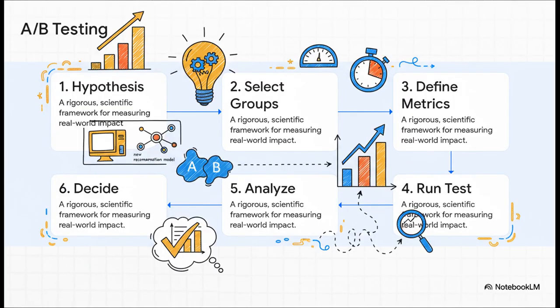So how do you prove that your new recommendation model is actually better than the old one? You run an A/B test. It's the gold standard for a reason. It's basically the scientific method for product development. You come up with a hypothesis, you split your users into groups, and you show the new model to one group and the old model to the other. By measuring the difference, you can say with actual statistical confidence whether you've made things better. It takes all the guesswork out of it.